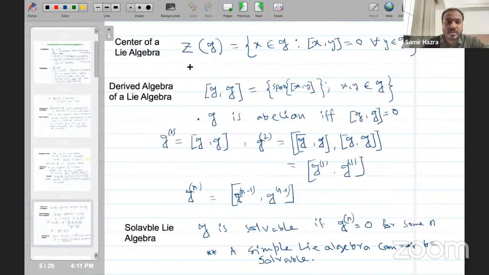So given a Lie algebra G, we want to talk about the center of a Lie algebra. Basically, the center is defined to be the collection of all elements which give 0 when bracketing with all the elements of G. Okay. And the derived algebra of a Lie algebra, we have seen the definition, but anyway, we can consider the commutator of G and G, which is the span of [X, Y] where X, Y are in G. So this is the derived algebra.